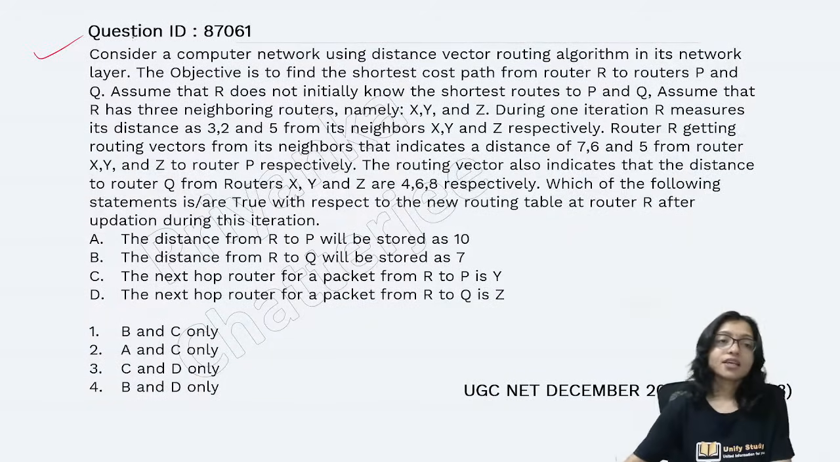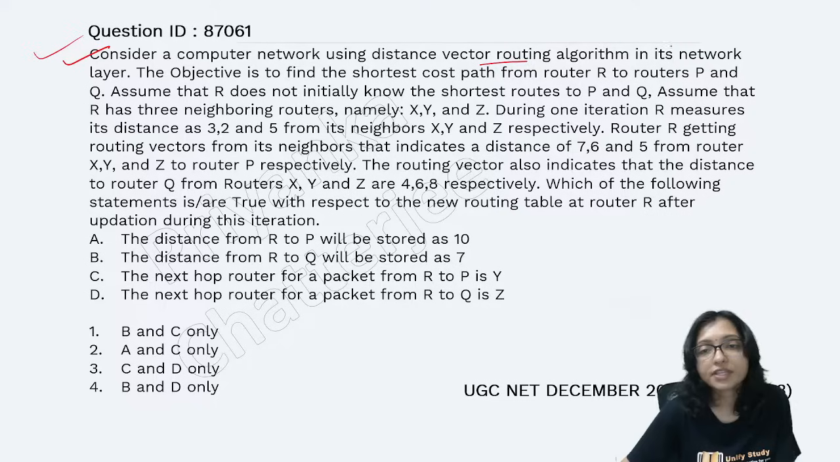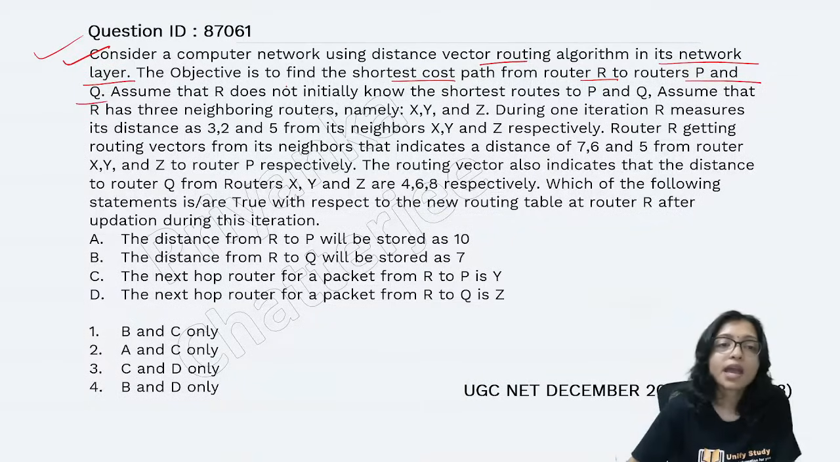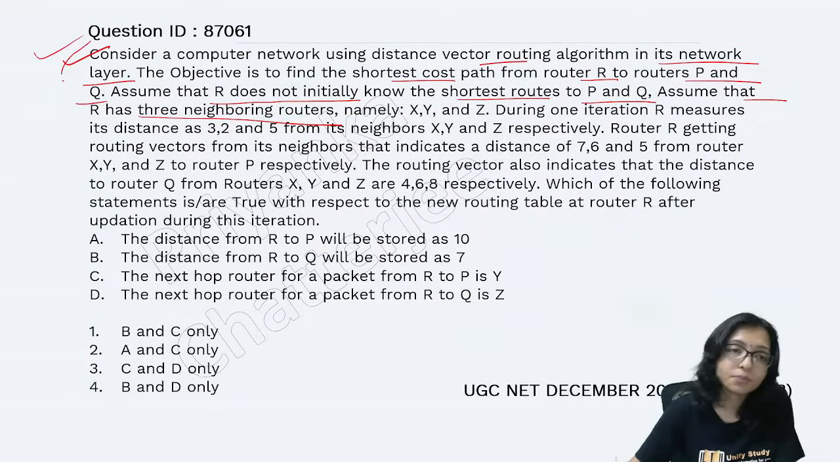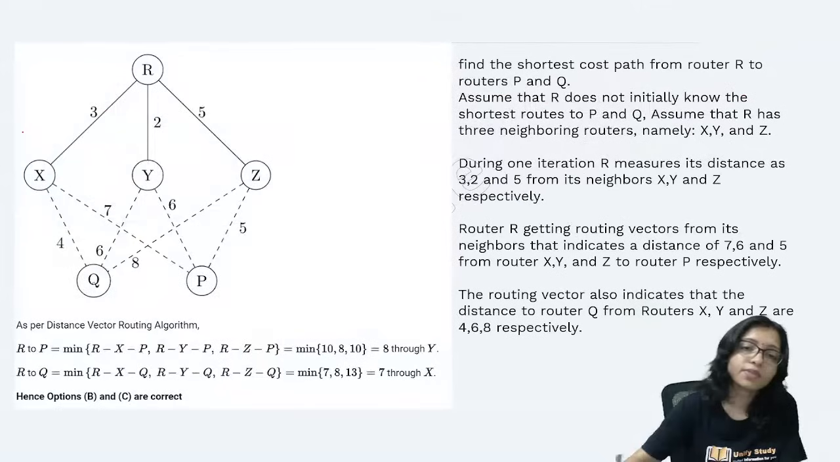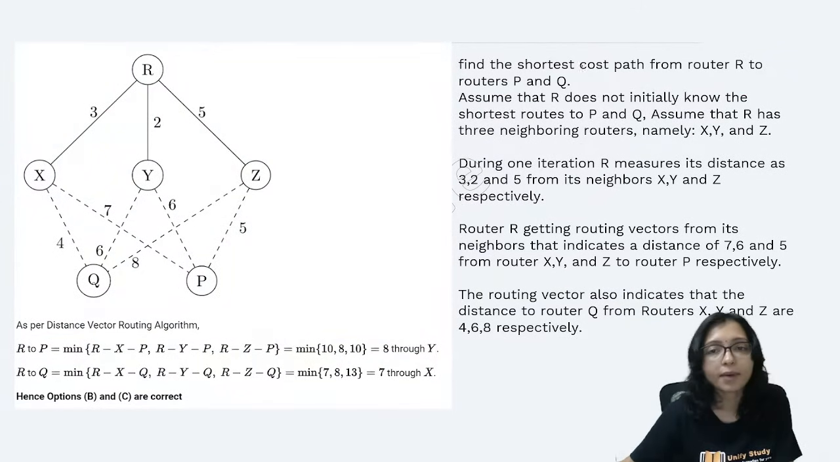Alright, okay. So consider a computer network using the distance vector algorithm in its network layer. The objective is to find the shortest cost path from router R to routers P and Q. Assume that R initially does not know the shortest route to P and Q. Assume that three neighbors are there. So it is a big story. From that big story you have to find out the small part.